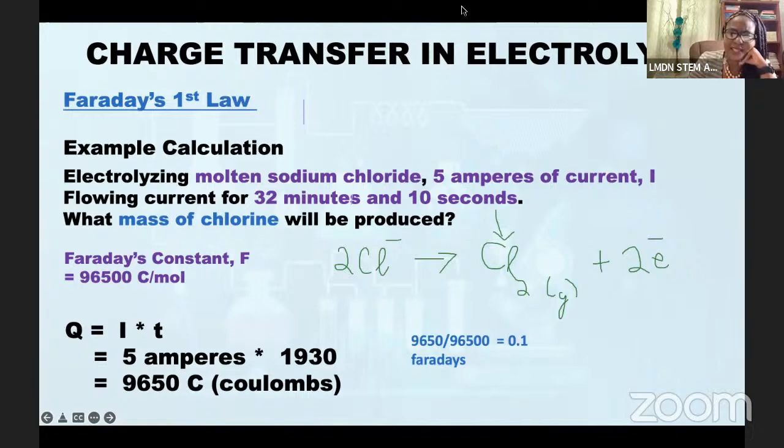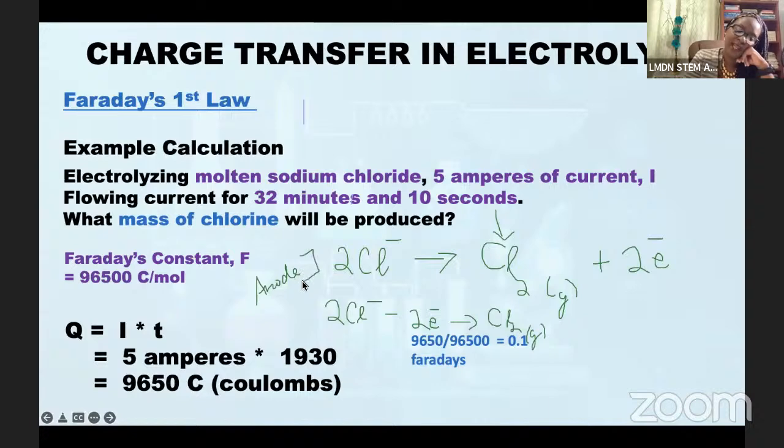An alternate way of writing it is also like this. If it's easier for you to see what's happening this way, you can just say 2Cl minus is losing those 2 electrons to then become Cl2 gas, right? Maybe it's easier for you to see it that way, but essentially this is at our anode, the anode portion of the cell, and at the anode, oxidation takes place, and oxidation is loss of electrons. So that's OIL, right? Remember that mnemonic? OIL RIG.